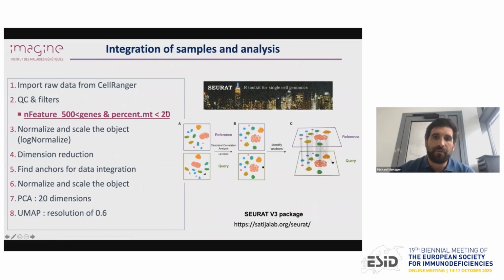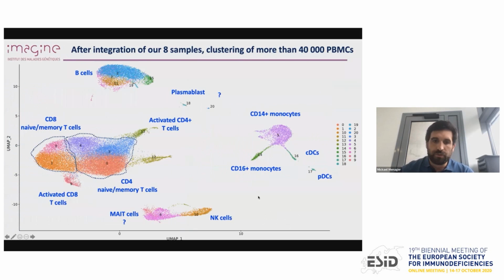And for data analysis, we've been using the Seurat pipeline, developed by Rahul Satija at the New York Genome Center. So basically, we generate the library with 10x Genomics and sequence on a NovaSeq. We use Cell Ranger to process raw data. And then we keep cells with at least 500 genes and less than 20% mitochondrial genes. We perform several normalization and scaling steps. And then, using canonical correlation analysis, we are able to integrate the clusters coming from our 8 different samples in the same UMAP. And so this is what you see here.